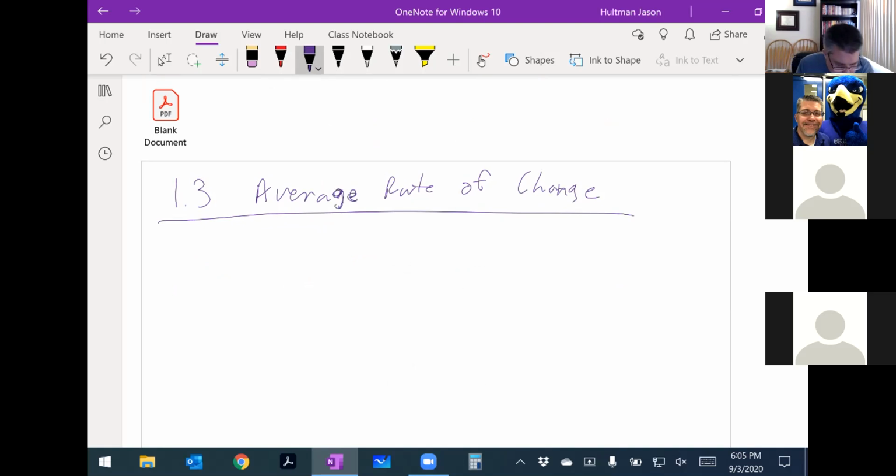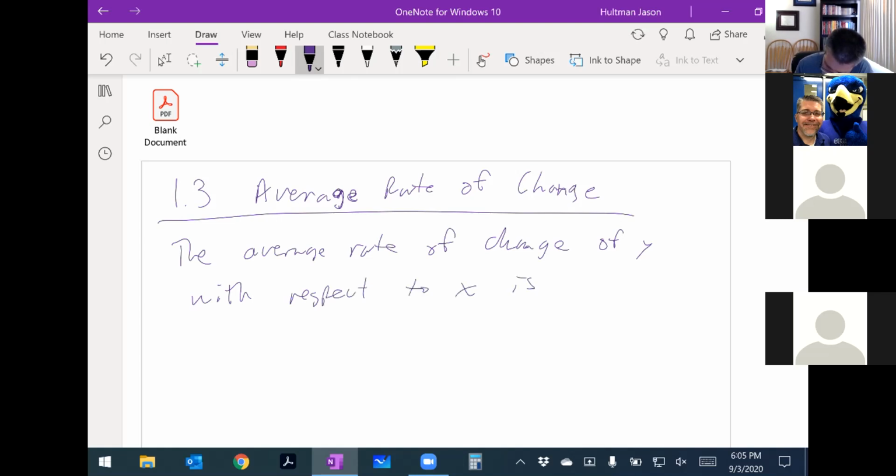Okay, average rate of change. The average rate of change of y with respect to x is delta y over delta x.